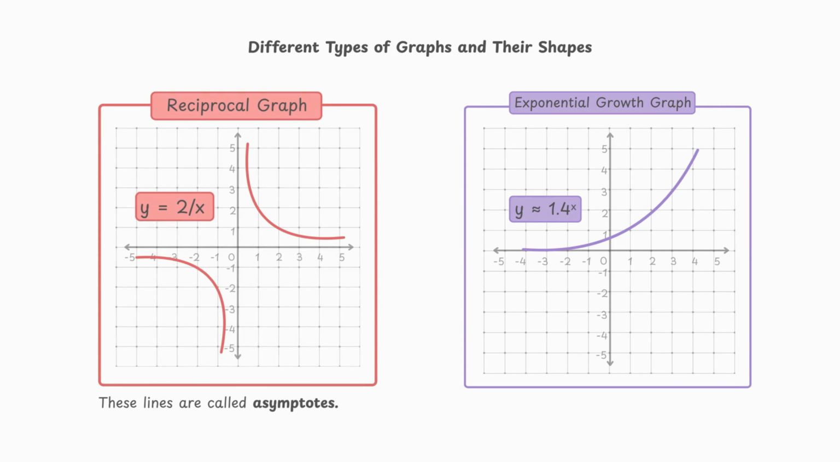So the key idea here is the shape. A reciprocal graph has two separate curves and asymptotes. An exponential graph starts slowly and then rises very steeply. By recognizing these shapes, you can quickly identify the type of graph. Now let's focus on quadratic graphs, also known as parabolas.